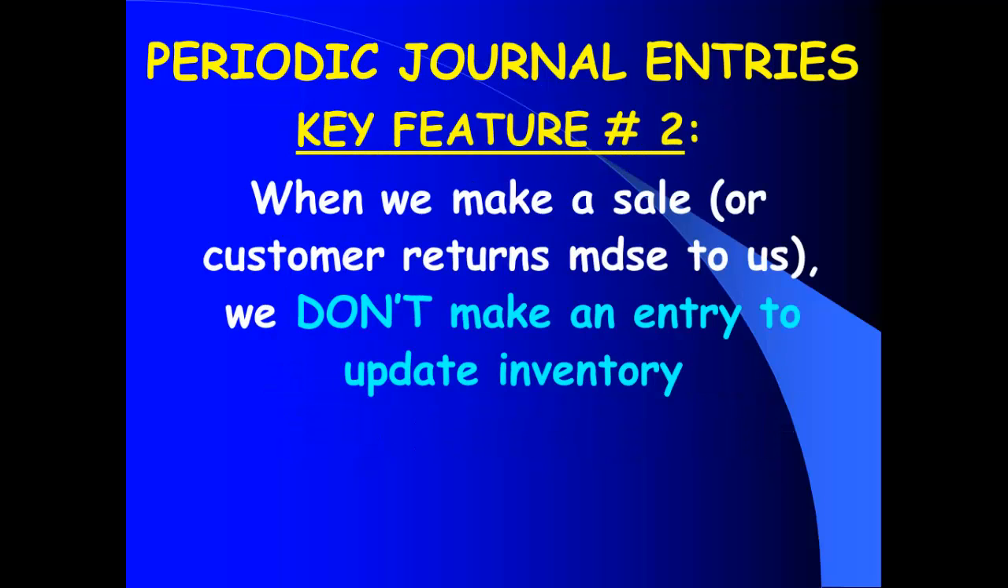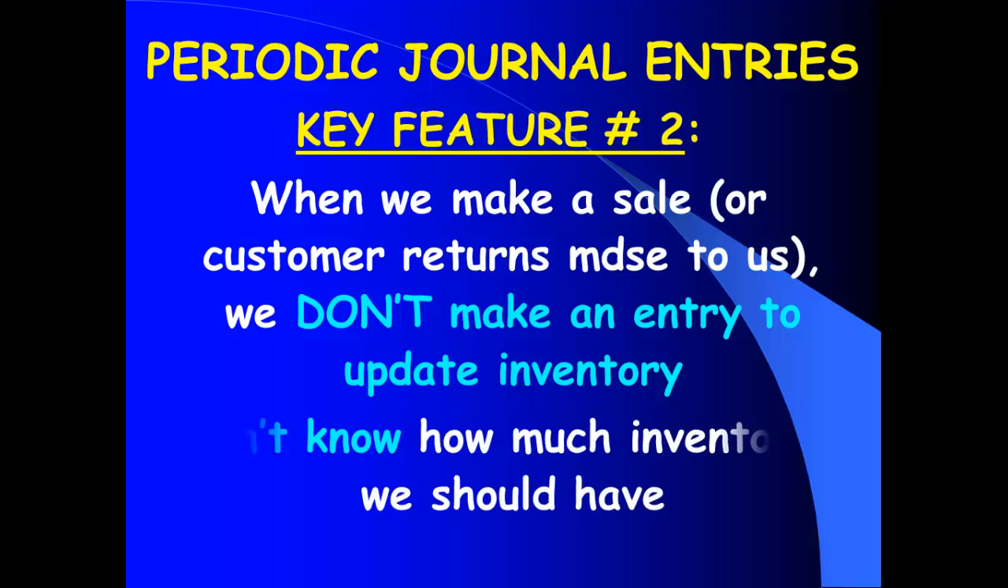When we sell something, we only make the first journal entry to record the sale. We don't make the second entry. Same thing when a customer brings something back to us. We make the first entry only, the revenue portion only. We don't make that entry to update inventory. In other words, we can't touch merchandise inventory at all during the period with a periodic inventory system.